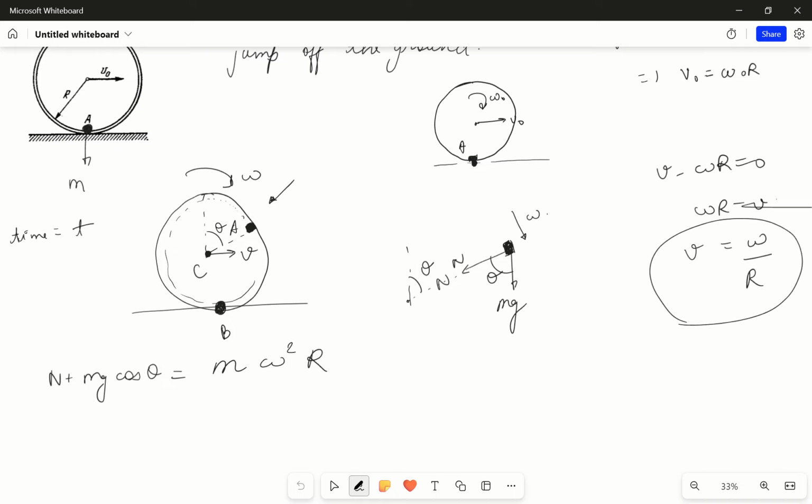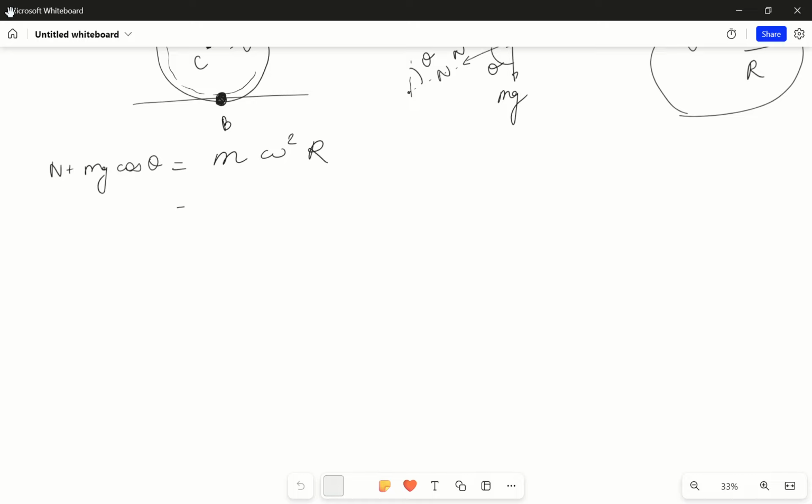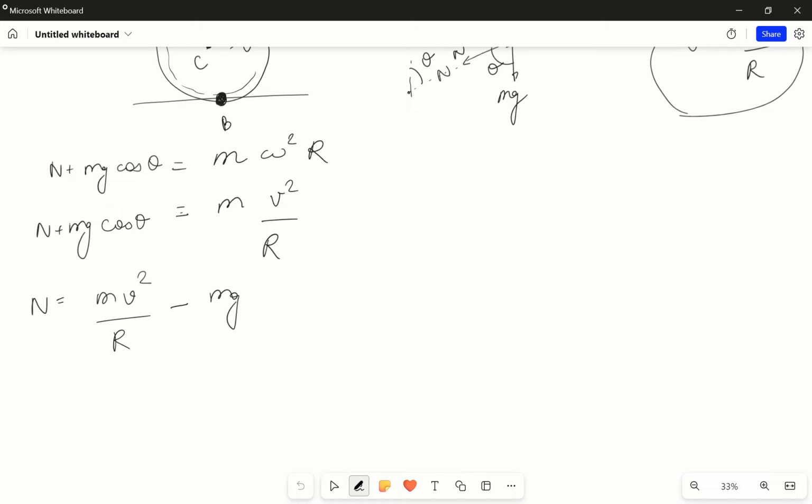In this situation also, we can put omega equal to v by r. So it is equal to v square by r. N plus mg cos theta equals mv square by r. N equals mv square by r minus mg cos theta.